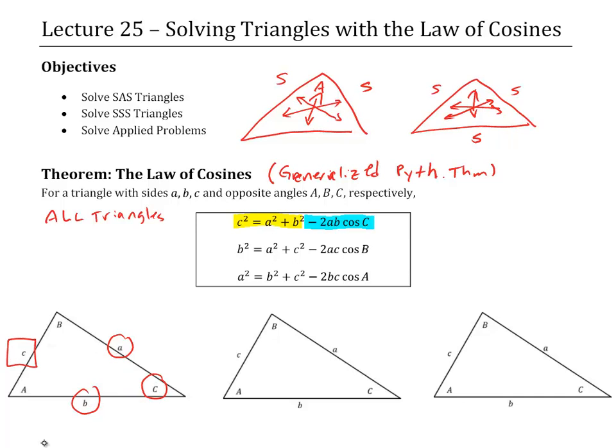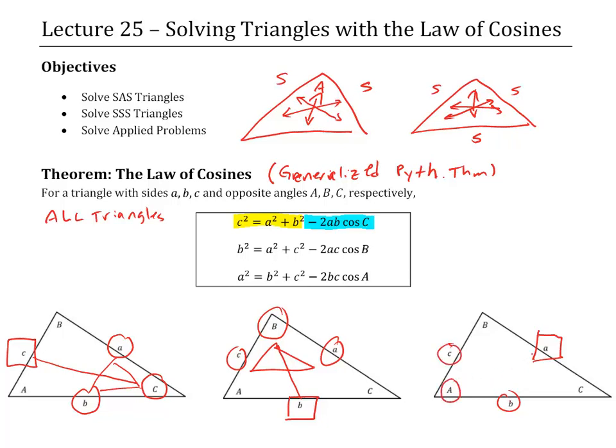Similarly, the second one follows the same pattern, only now the opposite side is b, and it relates b squared to a squared plus c squared minus 2ac times the cosine of B. Do you see the pattern? It's almost like this little arrow right here. That's how I think of it in my head, the way the law of cosines relates. And the last one says, let's say the left-hand side is a squared, then you've got b squared plus c squared minus 2bc cosine of A.